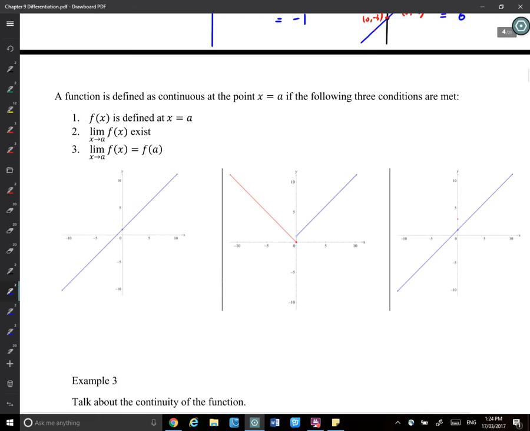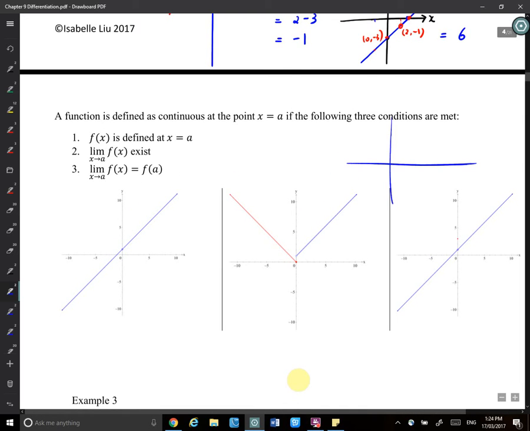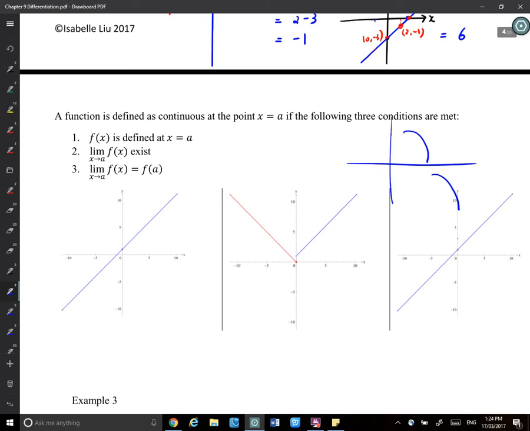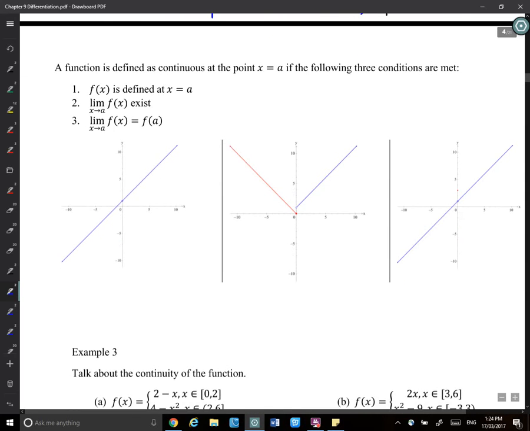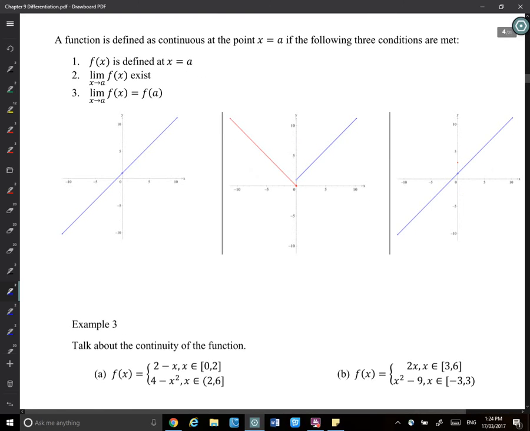If the graph is not connected at that point, for example like that, then it's not continuous at that point. There's a jump, or a gap, or an open circle, so they're not connected. If it's not connected, it means it's not continuous at that point. So let's first think about what the theory is.